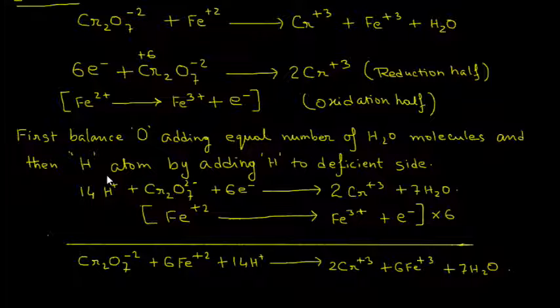Similarly, the below equation, the Fe equation, is multiplied by 6. So Fe2 plus gives Fe3 plus plus electron. This is multiplied by 6 as a cross multiplication. So upon combining these equations, we get a balanced equation for this.